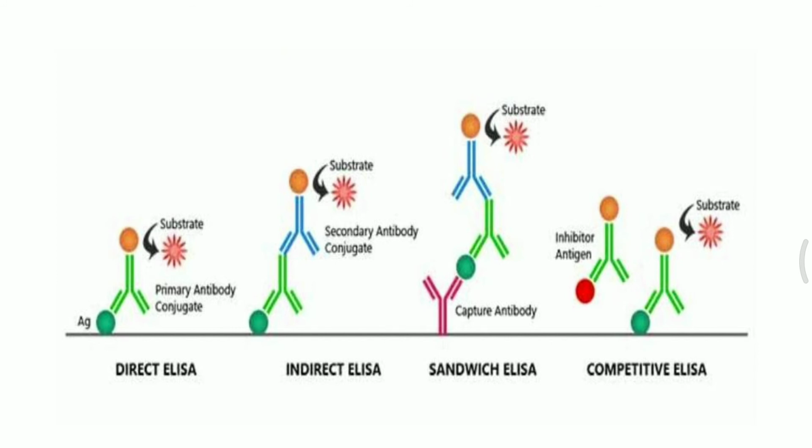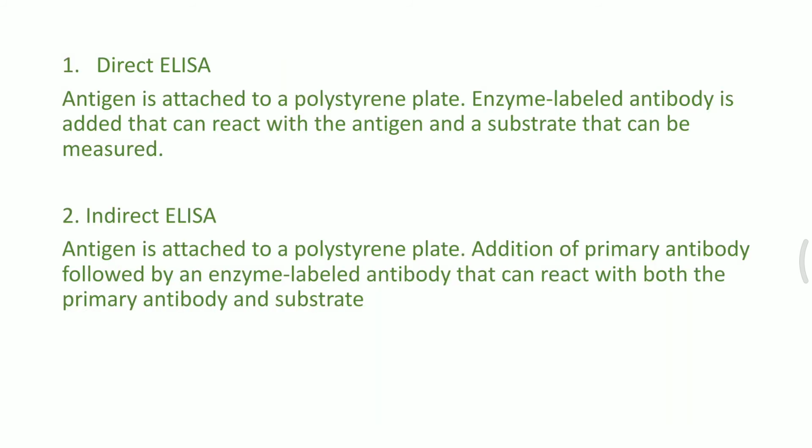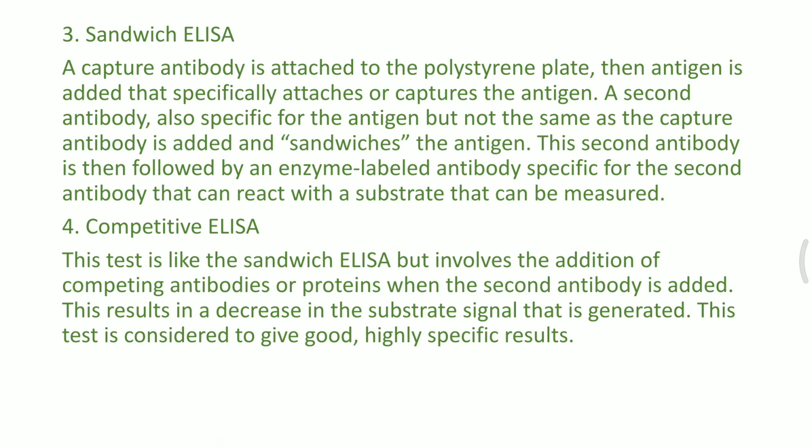Now in the sandwich ELISA it is little different. You can see at first the antibody is there. Let's see. A capture antibody is attached to the polystyrene plate. So at first an antibody is placed over the microtiter well, then antigen is added that specifically attaches or captures the antigen. Second antibody, also specific to the antigen, but not to the same capture antibody, is added, and the sandwich is done with the antigen. So antigen is in between two antibodies.